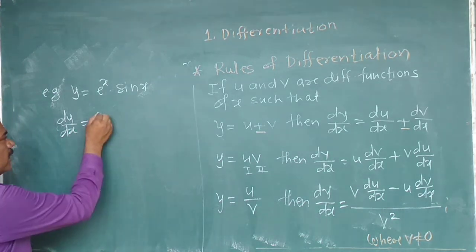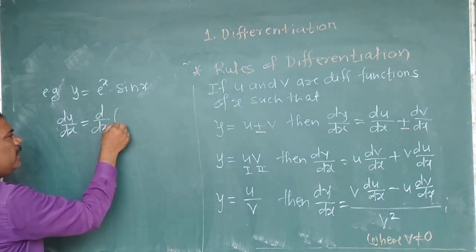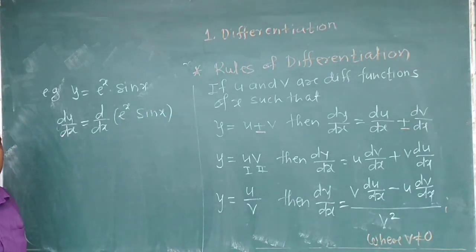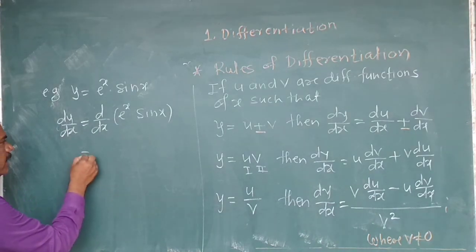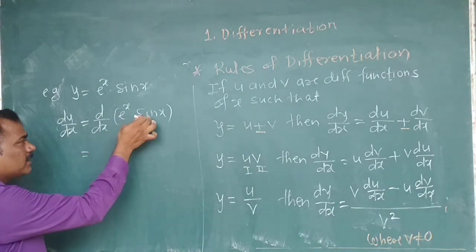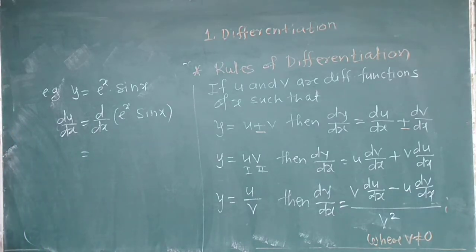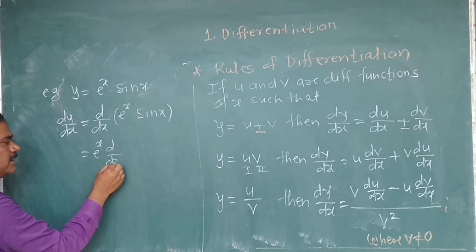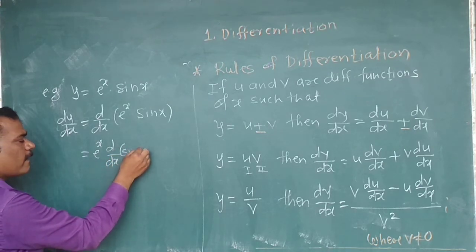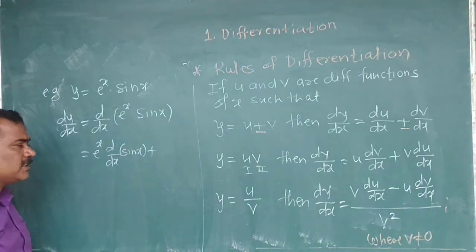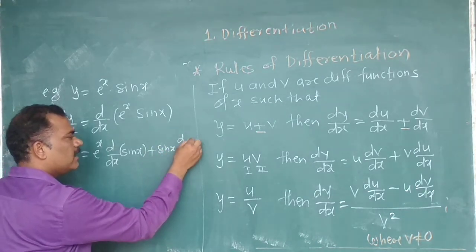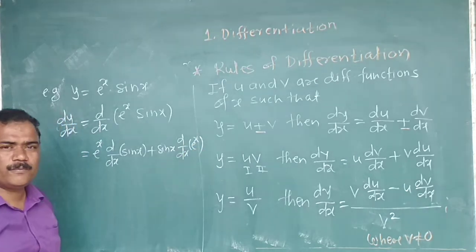Then what we have to get? d dx of e raised to x into sin x. By using the product rule, e raised to x is, suppose, the first function, sin x is the second function. Then how to take that? Keep the first function as it is, derivative of second, that is d dx of sin x, plus second function keep as it is, that is sin x as it is, derivative of the first function, that is the derivative of e raised to x.